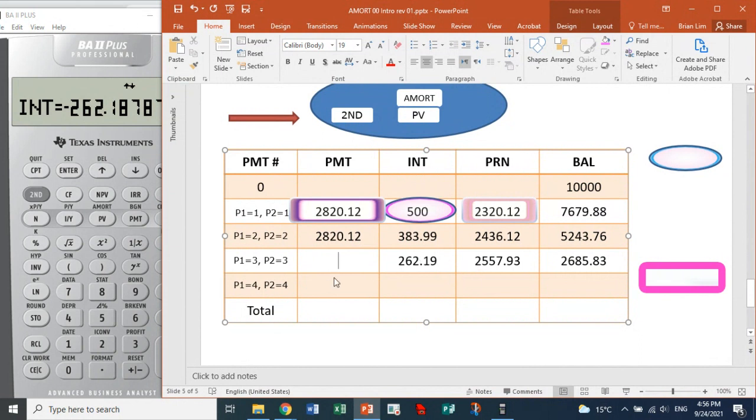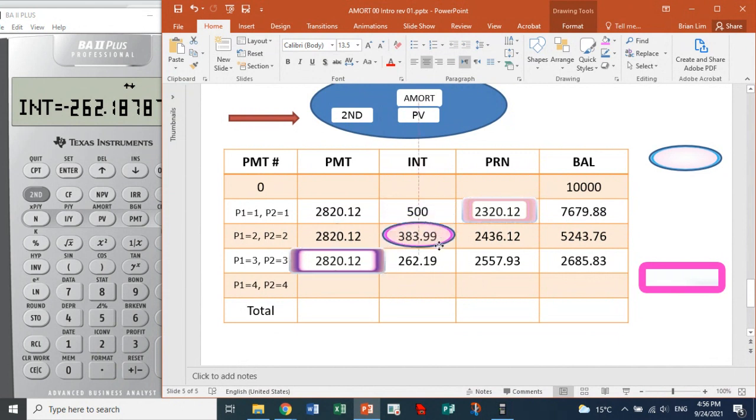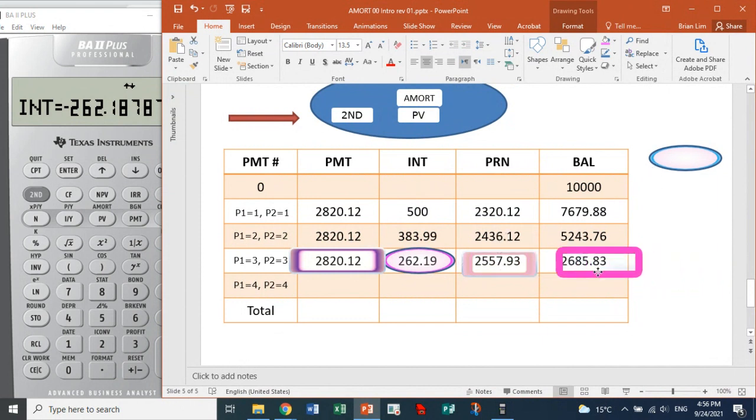Now over here, we come back to the correct number and we get the 2820.12. So we are down here right now. Okay, this is the line right here for P1 equals 3 and P2 is equal to 3. And this here is the balance. All right, okay, so there we are. All right, so the last payment.